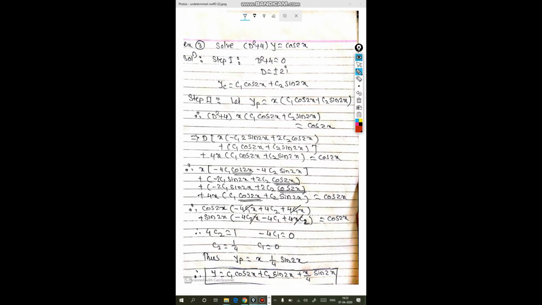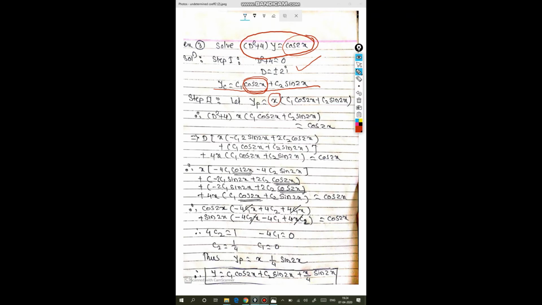Okay. So the example we are taking here is (D squared + 4)y = cos 2x. So the roots are plus or minus 2i, and the yc we got here is c1 cos 2x + c2 sin 2x. So again, cos 2x appeared. As cos 2x appeared, you have to multiply by x for the yp.